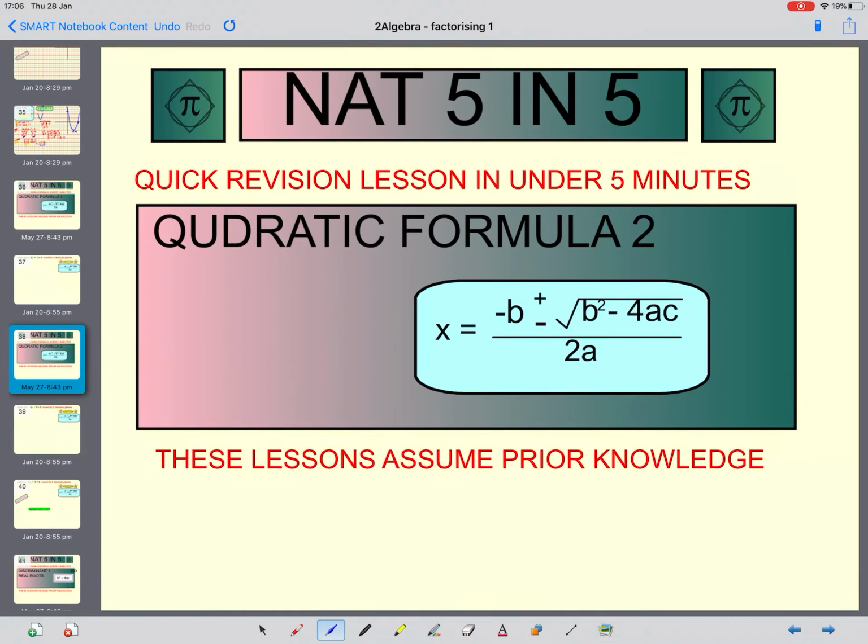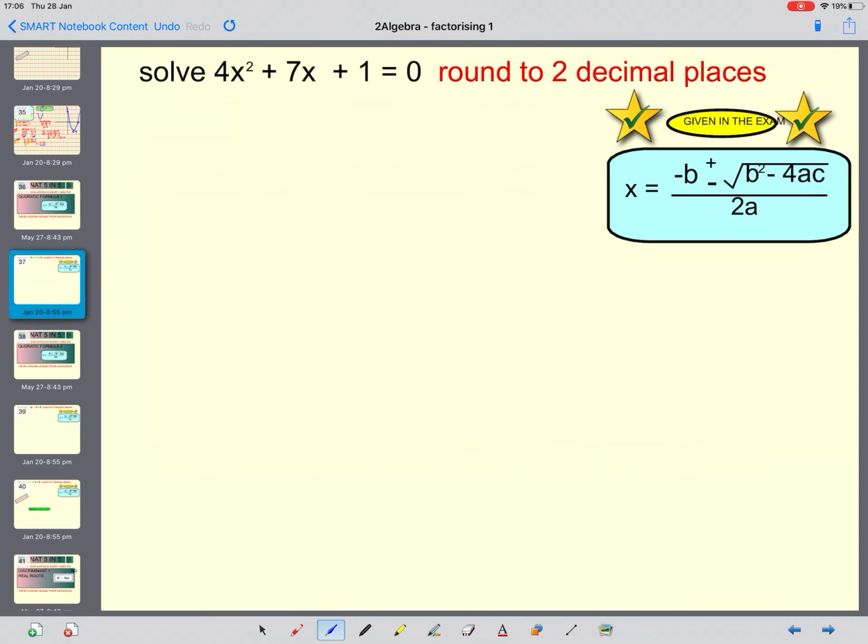We're going to look at the quadratic formula today, and we're going to look at this example here. It says solve 4x squared plus 7x plus 1 equals 0, round to 2 decimal places. Now we know that when we solve these, we are finding the roots. We are finding where it cuts the x-axis.